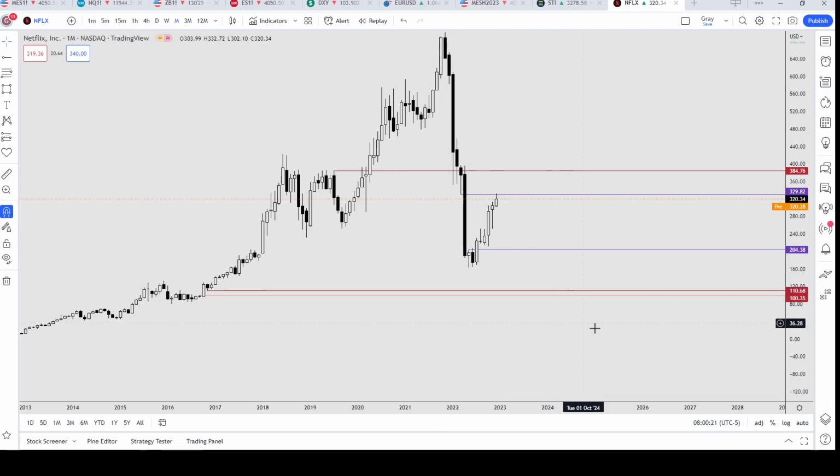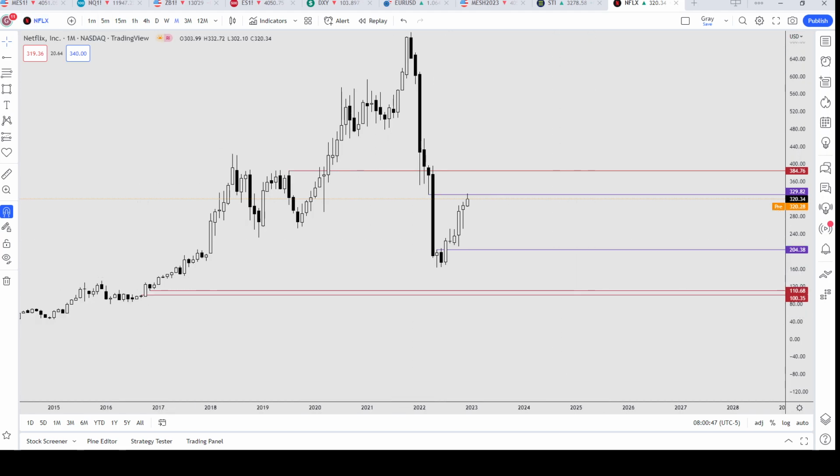So my next area of interest for Netflix would be 110.68. Okay, so just sideways in this area, building liquidity, and then after that a liquidity purge to the upside and then down. Okay, I think that's about it. Just some fun analyzing individual stocks.